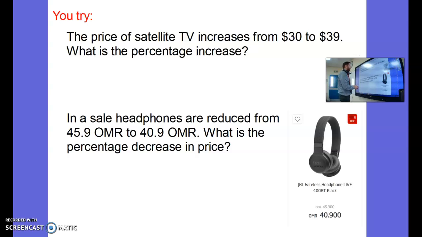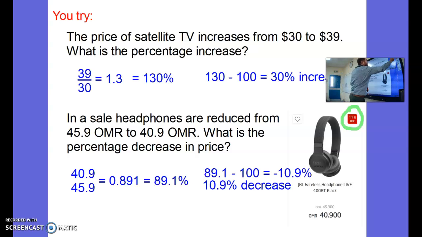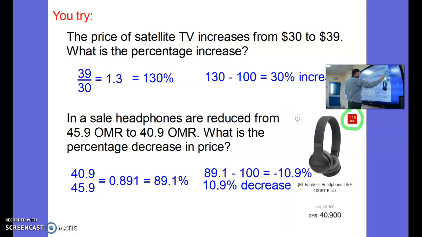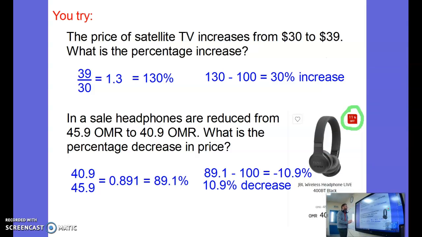Here we go with the answers then. So for the top one, it was an increase from 30 to 39. And in order to do that increase from 30 to 39, we did 39 divided by 30, which gave us 1.3. That was 130%, which is an increase of 30%. The second one, we did 40.9. Make sure you get these things in the right order. Divided by 45.9. And that is 89.1%, which is a decrease of 10.9%.